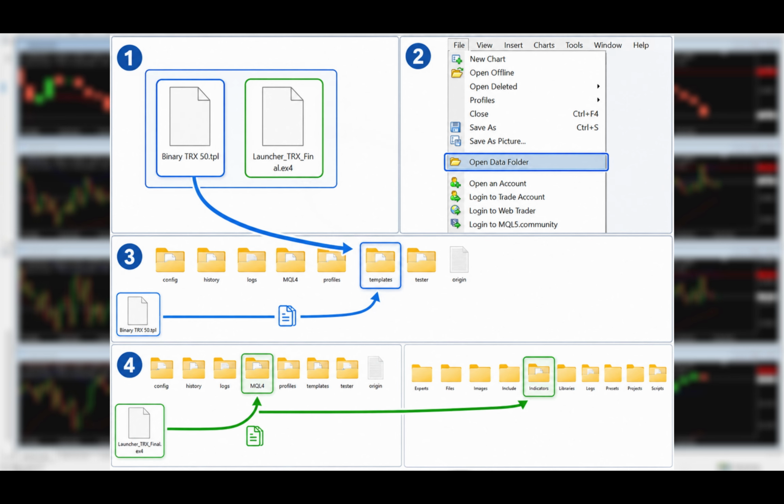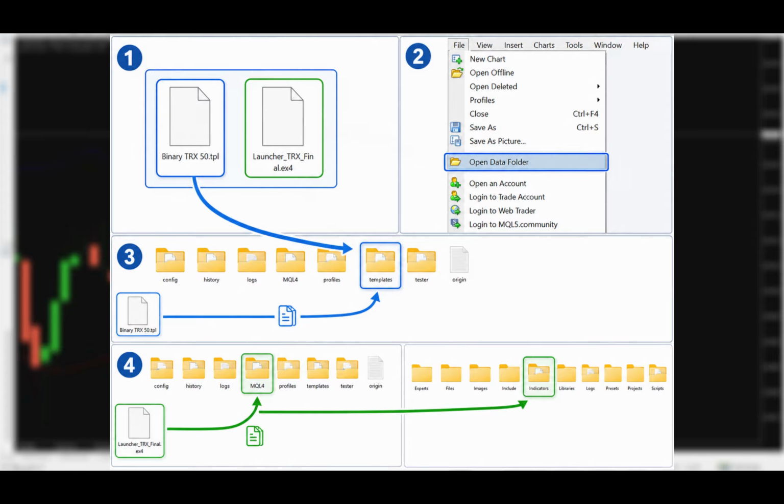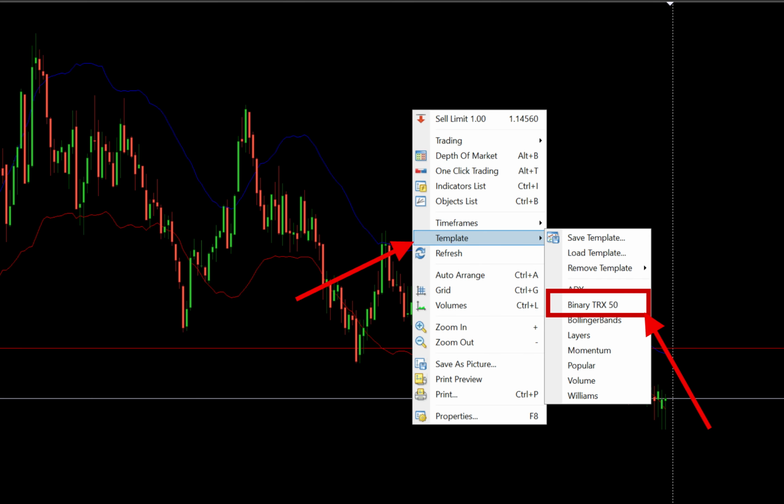Install the indicator and template in the terminal. In the terminal, you need to go to the main menu and click on Open Data folder. A folder will open. You need to copy the file with the TPL extension into the templates folder. After that, open the MQL4 folder and copy the file with the EX4 extension into the indicators folder. Next, you need to restart the terminal and apply the template to the chart.